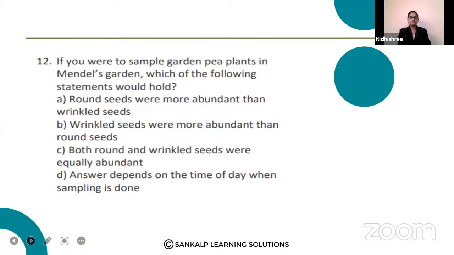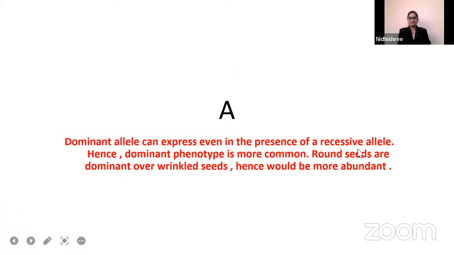Let us check. Option A is the right answer. So here, dominant allele can express even in the presence of recessive allele. Hence, dominant phenotype is more common. So as round is a dominant phenotype, option A is the right answer.